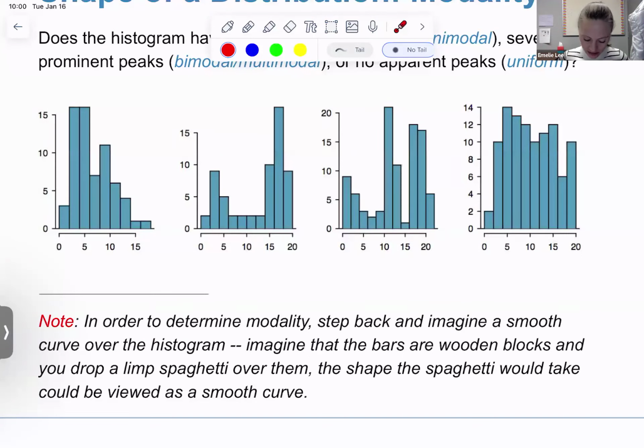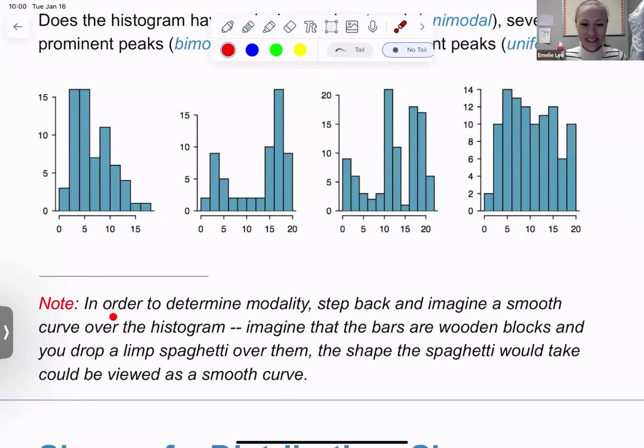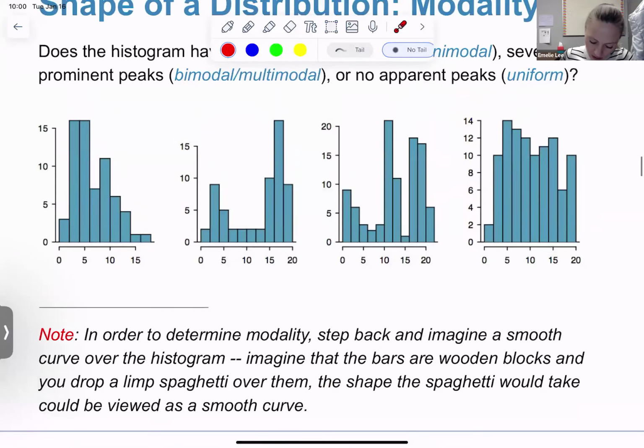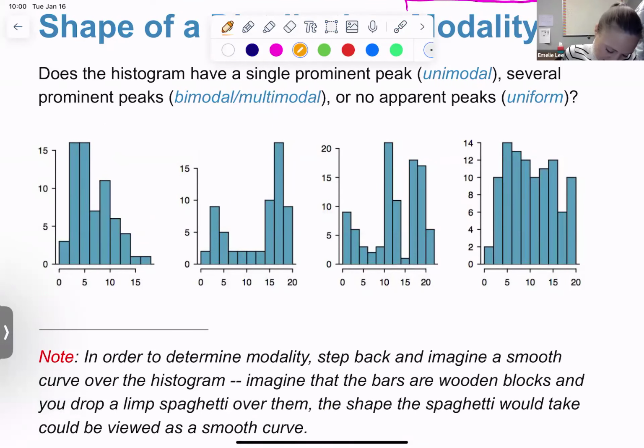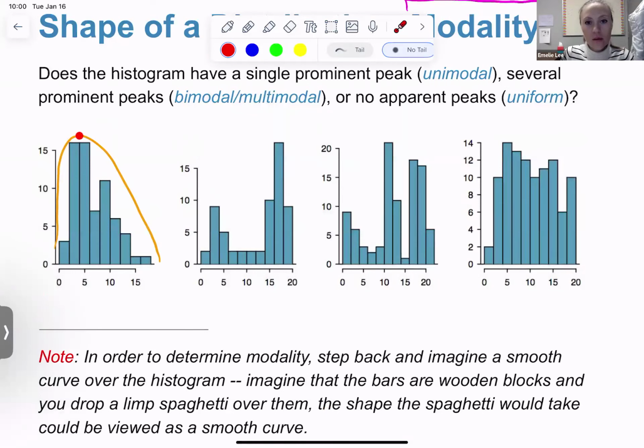You don't want to get too nitty gritty, but this author says, in order to determine modality, step back and imagine a smooth curve over the histogram. So ultimately, that's what you want to be doing. Imagine that the bars are wooden blocks and you drop a limp spaghetti over them, right? So it's not going to dip down into every little crease, right? But it's going to smooth over. And so we drop our limp spaghetti on this one here, and it looks to me like there's a single mode, right? And so here this would be unimodal.